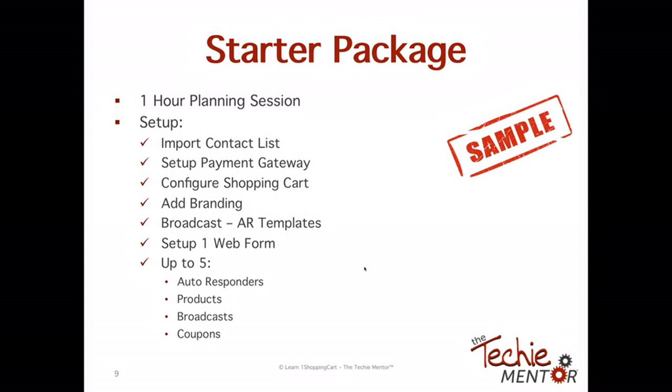Set up a web form. So a web form allows people to sign up for something free or opt in for something. That would be a web form. Normally you enter your name and your email address and you click on a button. Okay. And then I will set up 5 autoresponders, 5 products, 5 broadcasts, and 5 coupons. So coupon codes allow you to type in a coupon code that you can give to specific audiences to save some additional money on certain things.